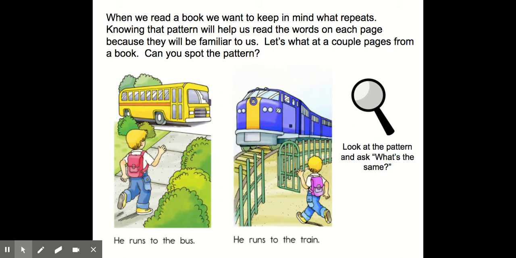When we read a book, we want to keep in mind what repeats. Remember that pattern. Knowing that pattern will help us read the words on each page because they will be familiar to us. Let's look at a couple pages from a book. Can you spot the pattern? So look at the words. What's the same? What words do you see that are on both pages? Is there a pattern that's repeating?